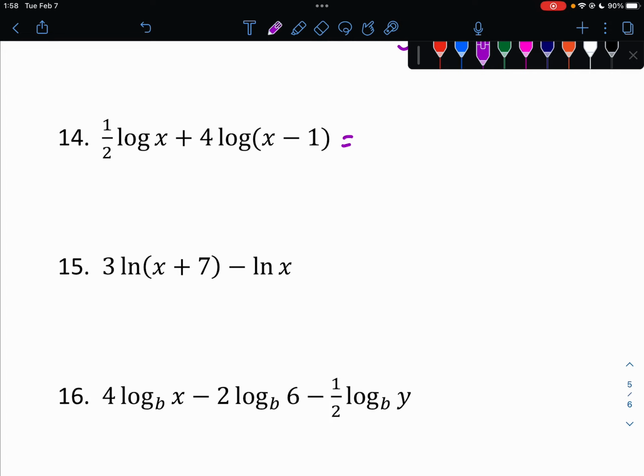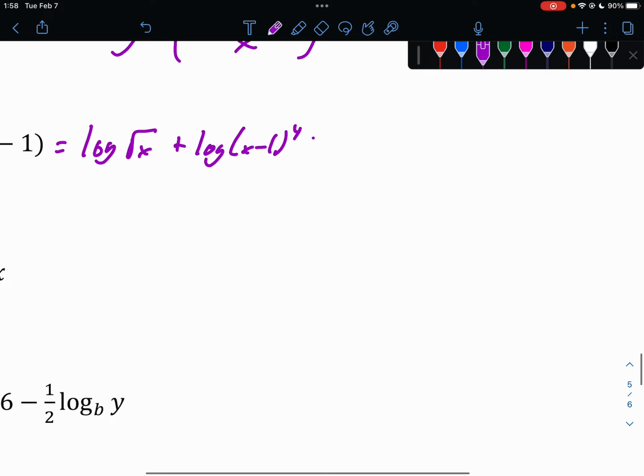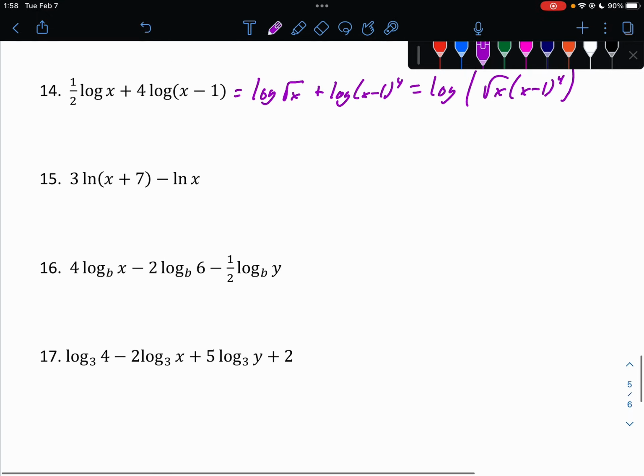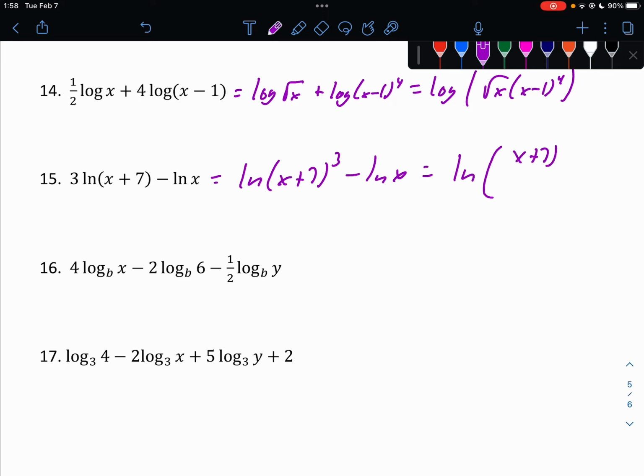Number 14, I can rewrite this as log of root x plus log of (x minus 1) to the 4th. And that becomes log of root x times (x minus 1) to the 4th. Number 15, I can write this as ln of (x plus 7) to the 3rd minus ln of x, which then becomes ln of (x plus 7) to the 3rd over x.